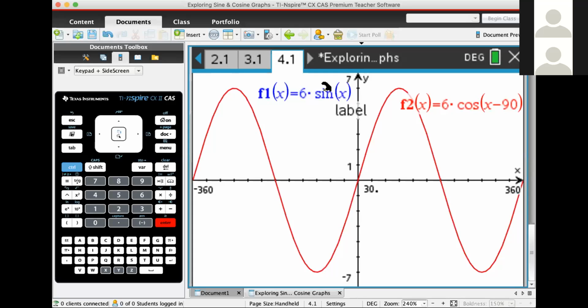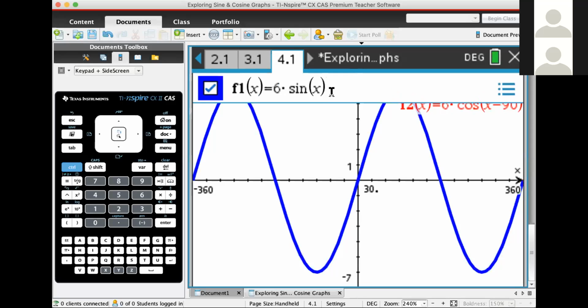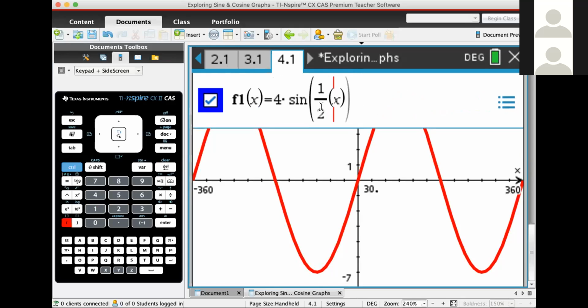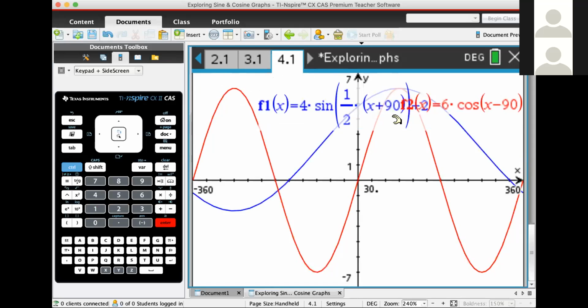So I had the sine graph as 4 sine half. I'm just going to make the changes here. As you can see, we can do that nicely here. 4 sine, and I'm going to enter half here. I'm going to use the template for the division. There you go. I enter half, and then I'm putting another bracket here, x plus 90, and then outside the bracket I'm going to put plus 2. Okay, and there we go. That was our original graph.